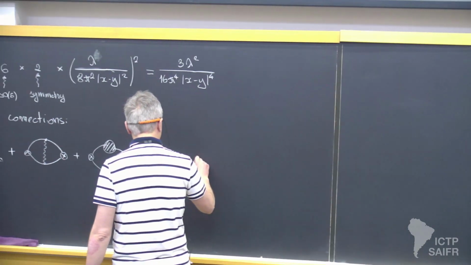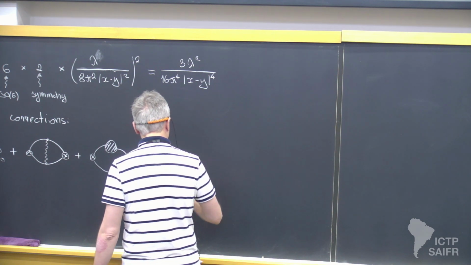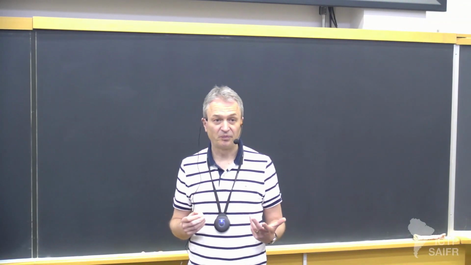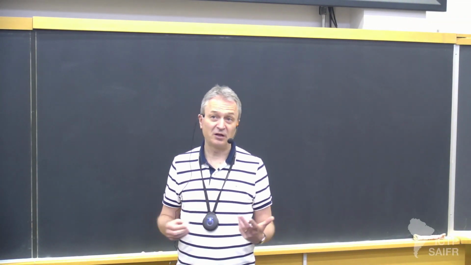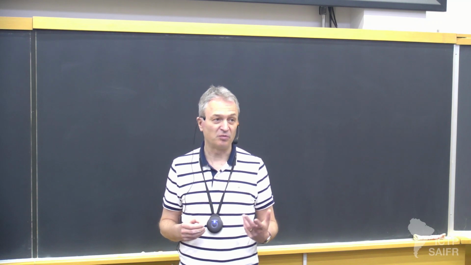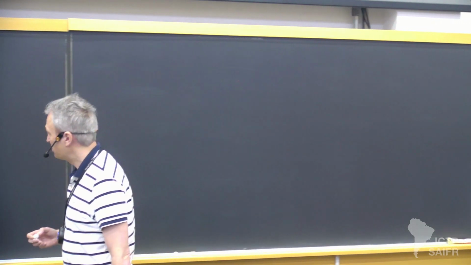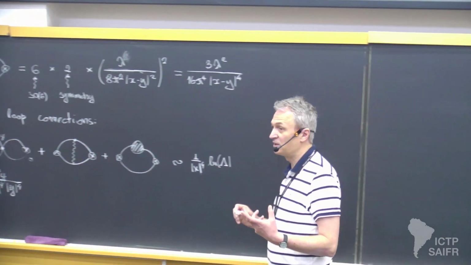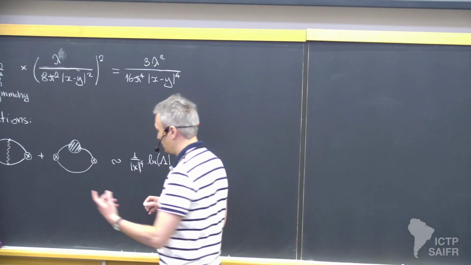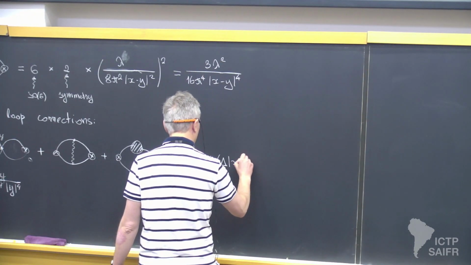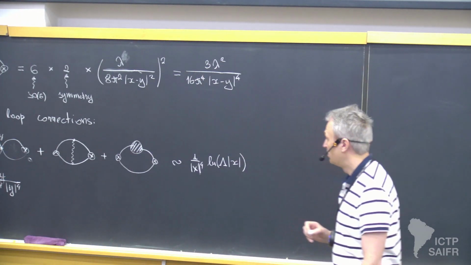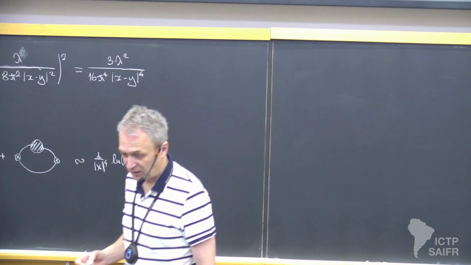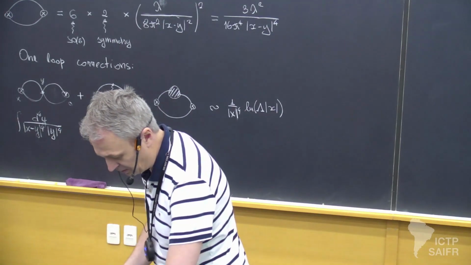Since it diverges logarithmically, it will be proportional to the logarithm of the ultraviolet cutoff. The ultraviolet cutoff has a dimension of momentum, inverse length. So by dimensional analysis, this has to be multiplied by something of dimension of length, and the only length scale in the problem is the distance between the operator insertions. So what we'll get is a logarithm of lambda and x.